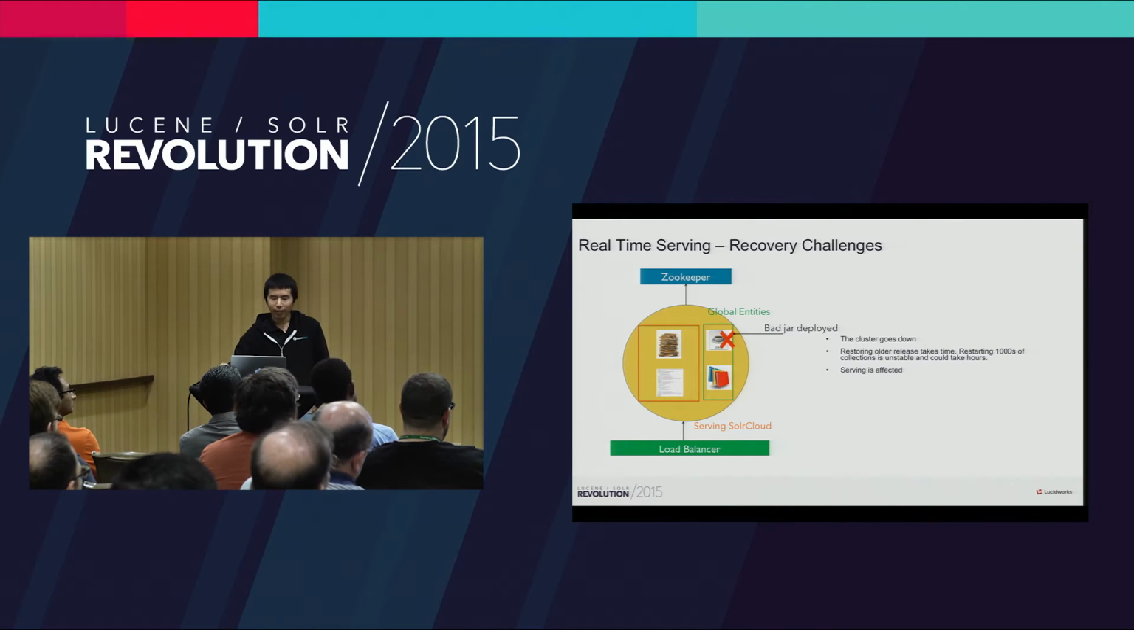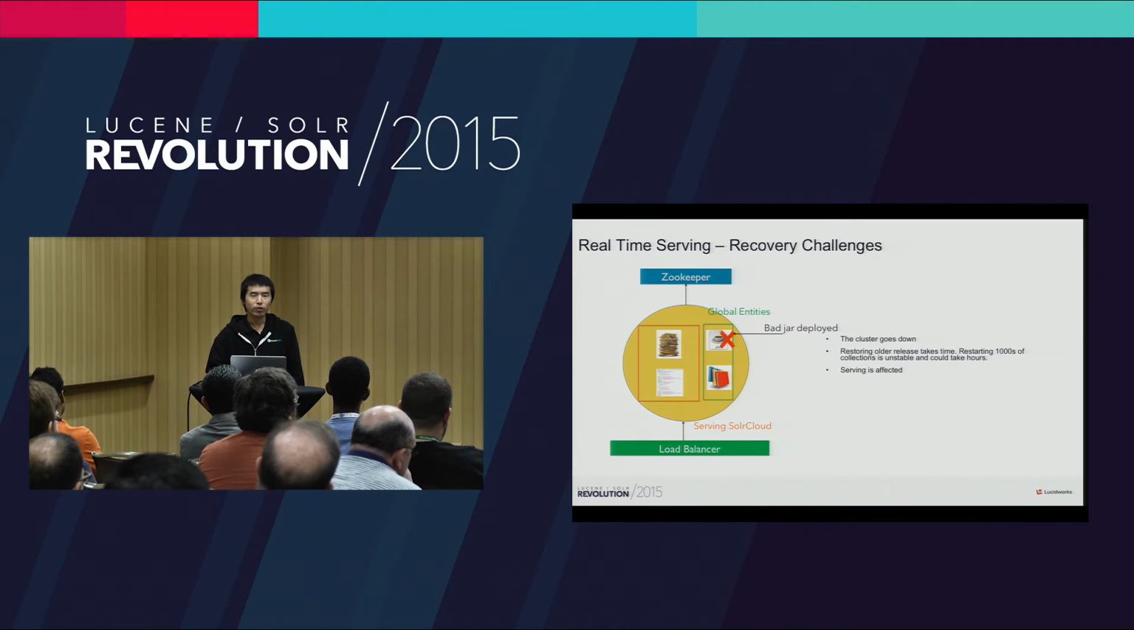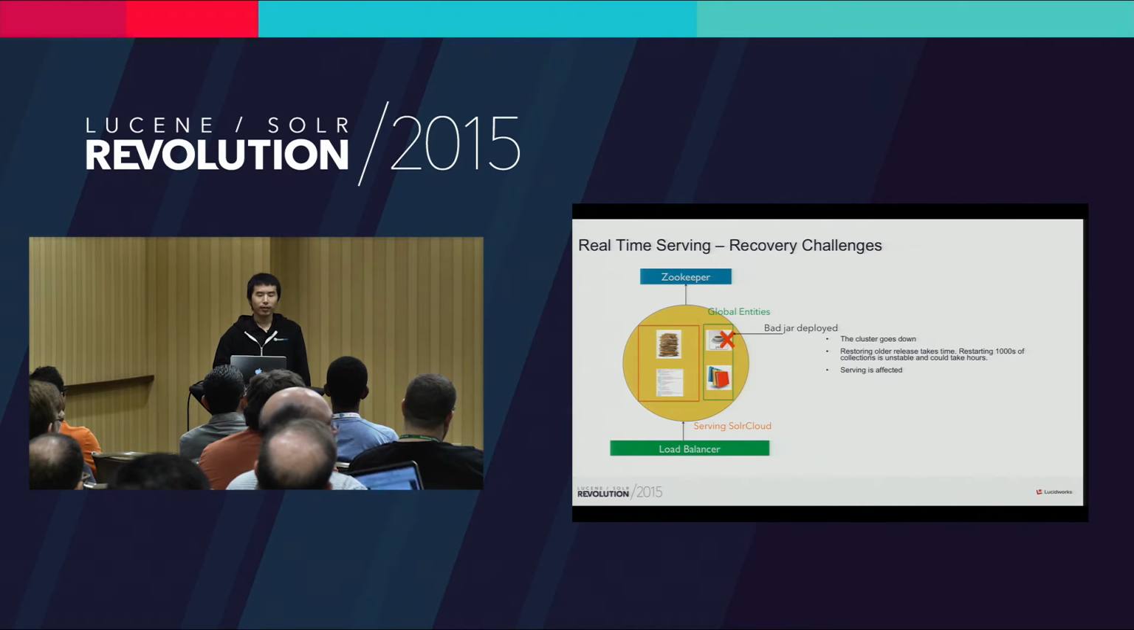So that's basically just what I described. If there is a bad jar deployed, Solr just becomes unresponsive. And at that time, when you want to restart Solr, and the version we use is 4.6, sometimes if the number of collections is too large, there will be some race conditions between Zookeeper and some cores will be down. But for us, there shouldn't be any downtime for any core.